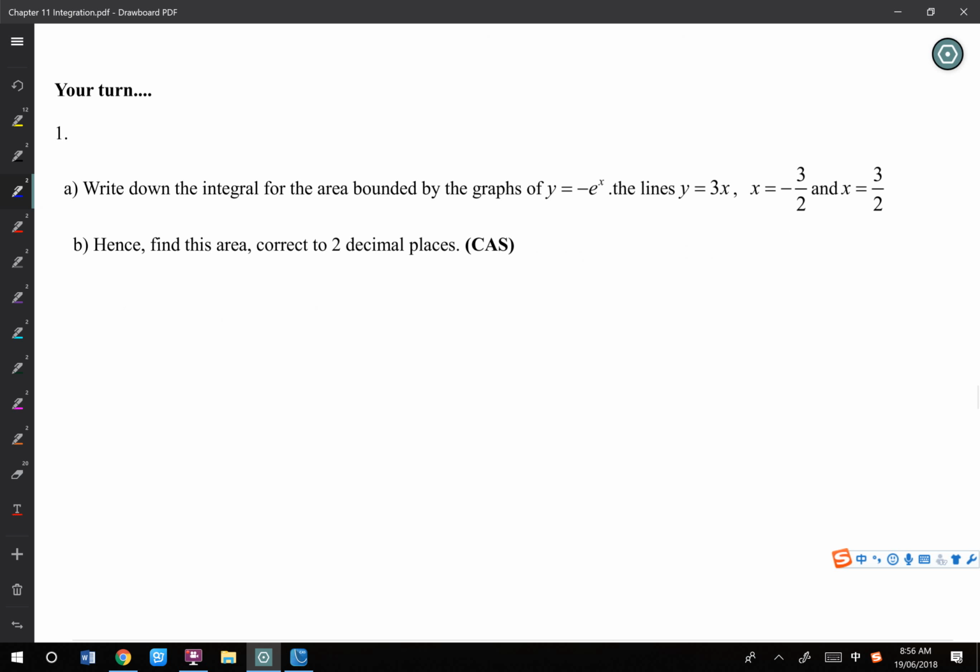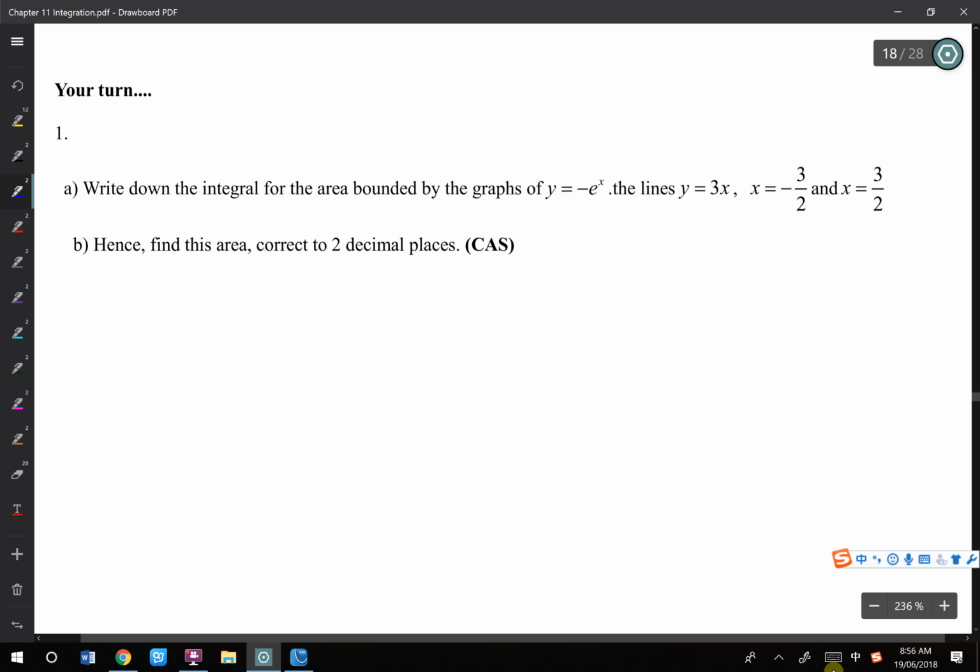Okay, next one is to use CAS. Write down the integral for the area bound by the graph of y equals to negative e to the x and the line. So same question, but I want the line in between negative 3 over 2 to 3 over 2. In this case, intersection will be included in the shaded area.